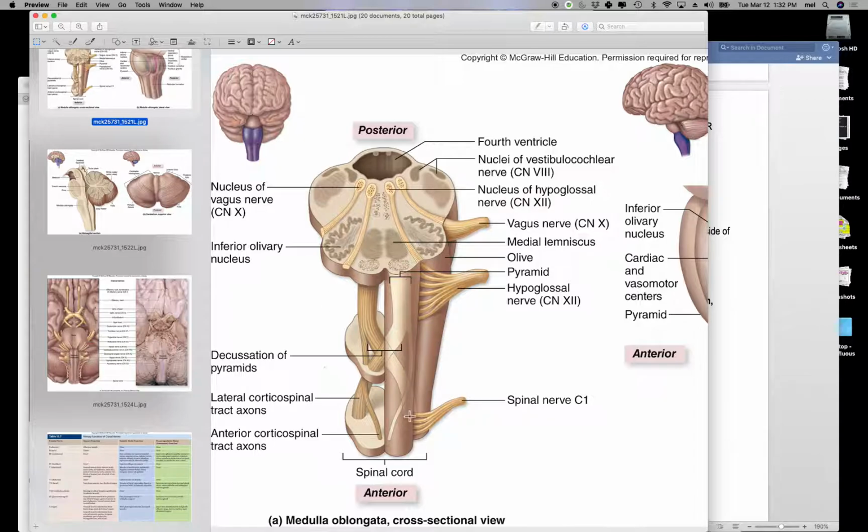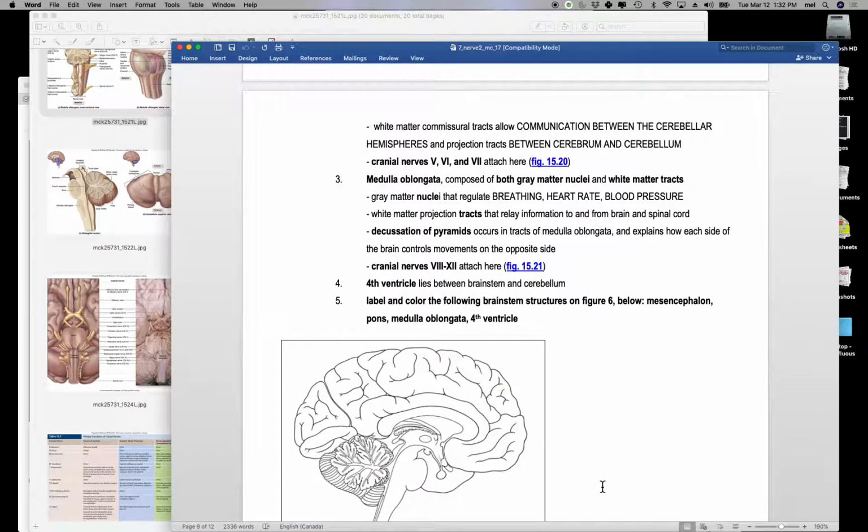And I don't know when this occurred. I'm going to have to do a little reading about it. I'm kind of interested in it. Everybody okay with that? Okay, so that occurs in the white matter of the medulla oblongata. Everybody all right? Okay, let's do one more time.